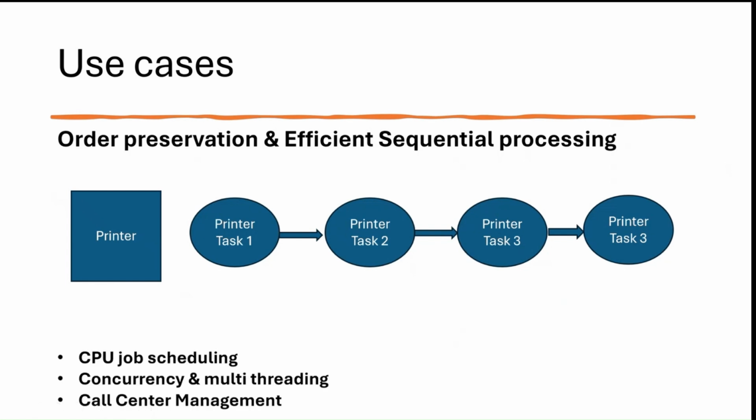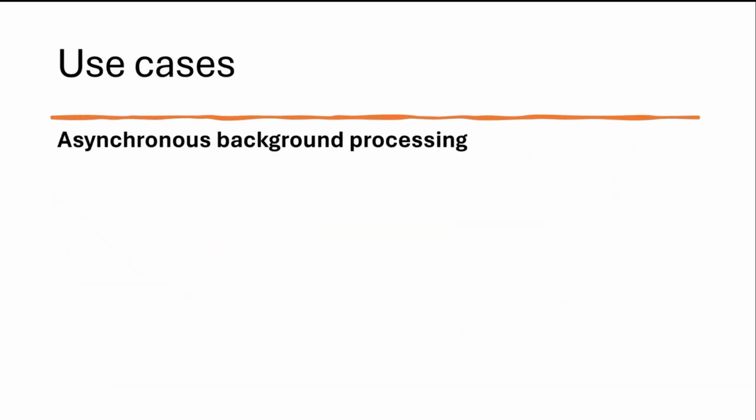There are more examples, like how the CPU schedules our jobs so that we can run different applications on our computer, concurrency and multi-threading. And similarly, call center management, like let's say if you call any, say, passport office, right? It will say you are in a queue, right? Just like that. Then use case: asynchronous background processing.